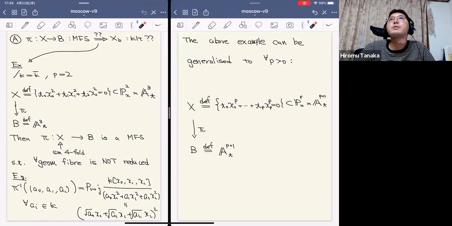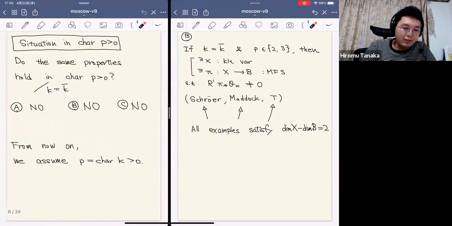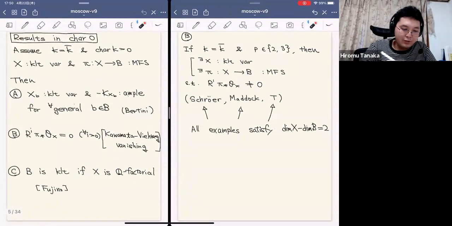So now I want to go to question B. Let us go back to the original page, in characteristic 0.